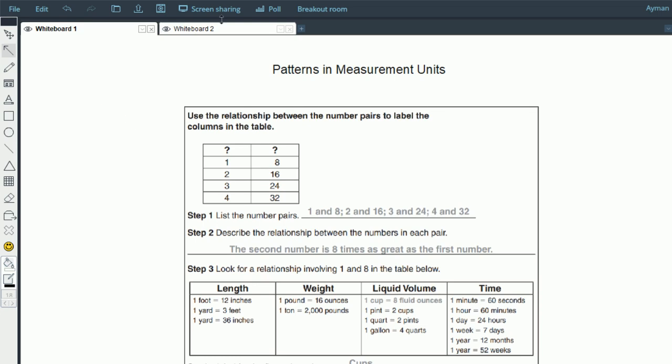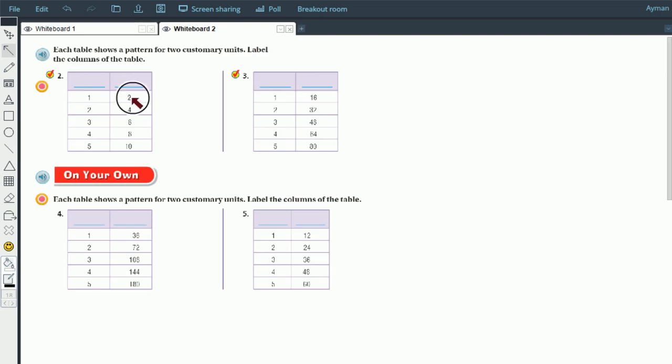Now we will solve question 1. Which one can help me to solve question 1 here? Each table shows a pattern for 2 customary units. Label the columns of the table. Now, if we have 1, it will be 2, and 2 will be 4. Then try to help me.